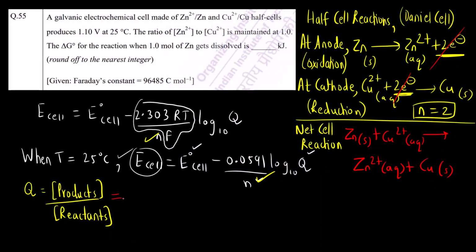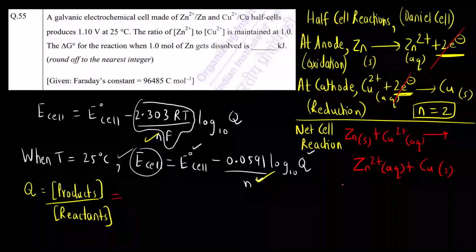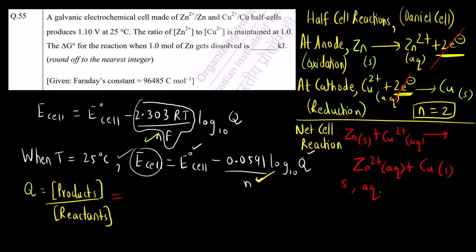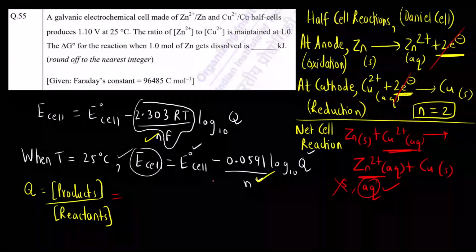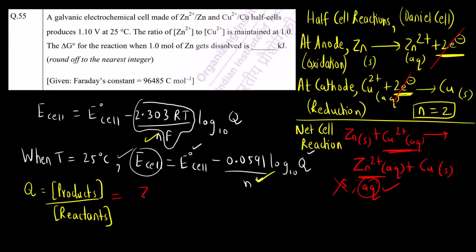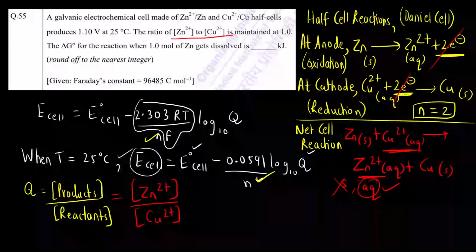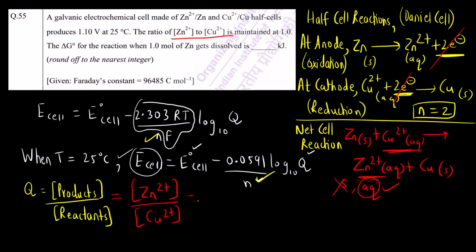And how do you find out Q? Product over reactant. Among solid and aqueous, which is the active concentration? The aqueous. Solid is not the active concentration. So we will consider only the aqueous forms of zinc and copper 2+. In the product we have the concentration of Zn2+, and in the reactant we have Cu2+. And this ratio of Zn2+ to Cu2+ is given as 1.0. So now we have the value of Q as well.